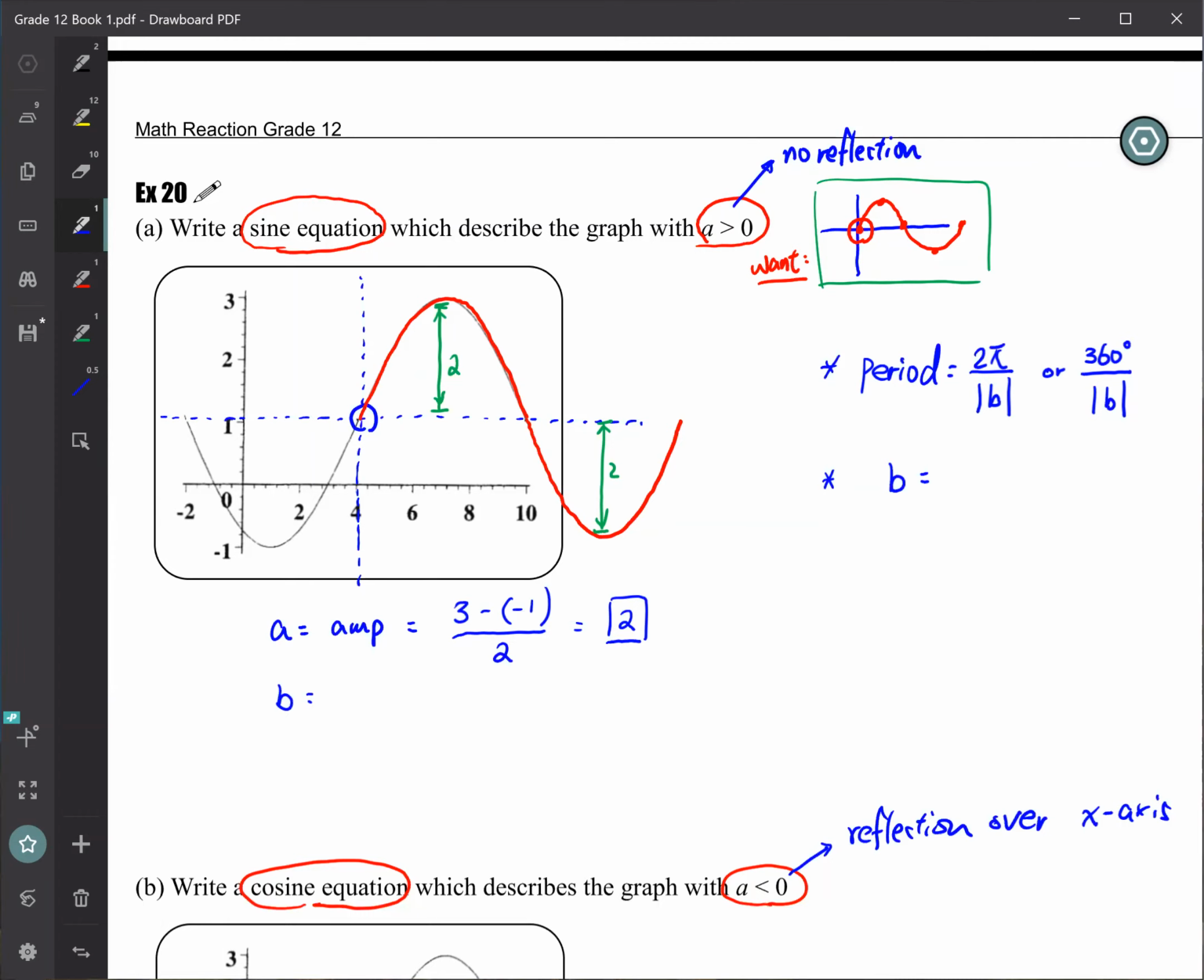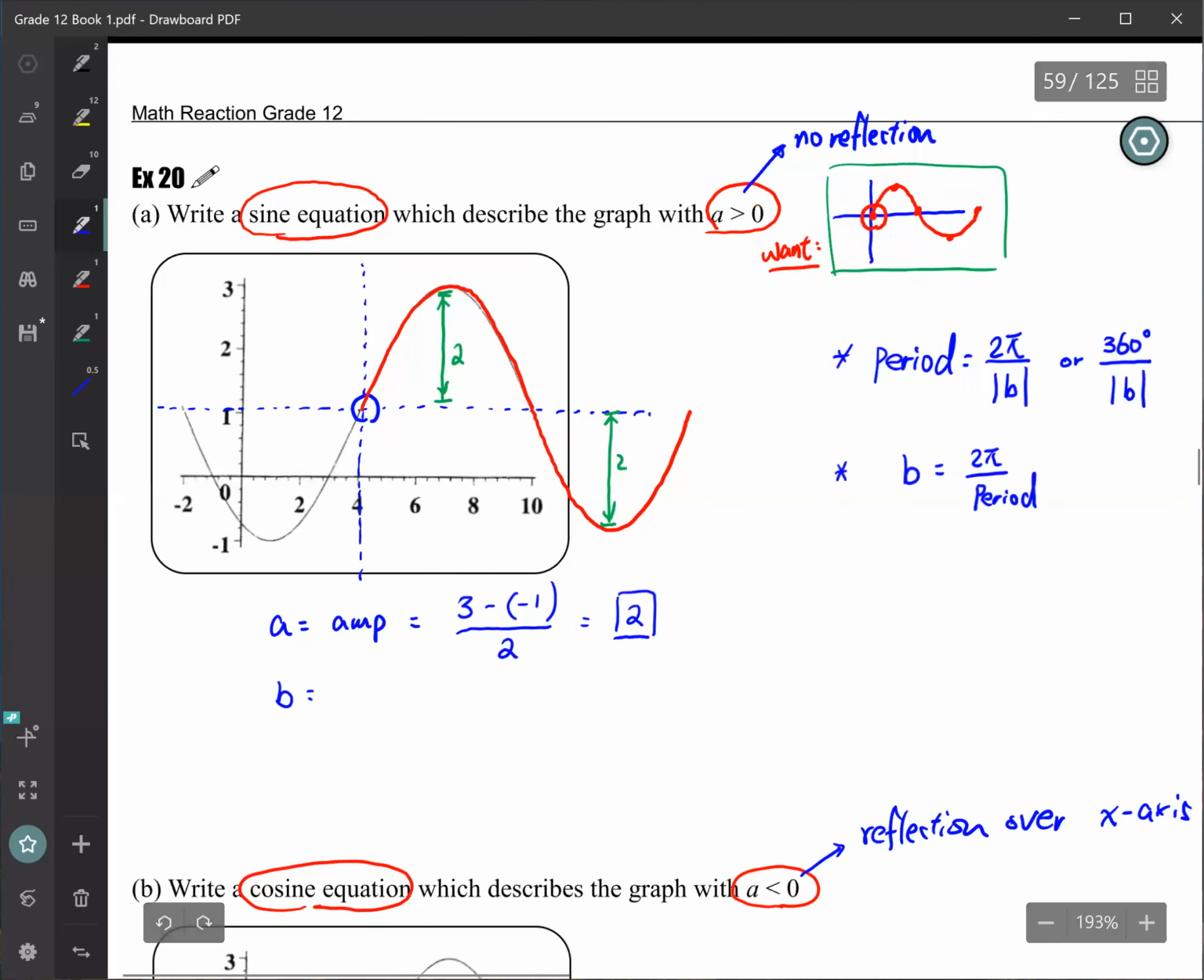2 pi over period. 2 pi over period, yeah. Okay, so you just swap those two, right? So you can write it on the side, 2 pi over period. Okay, it's the same formula. They give you B, you can find period. They give you period, you can also find B. You just take 2 pi to divide.